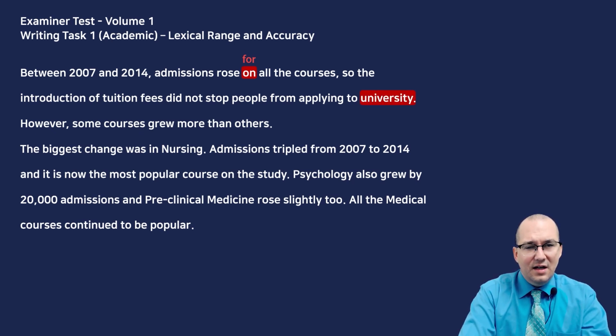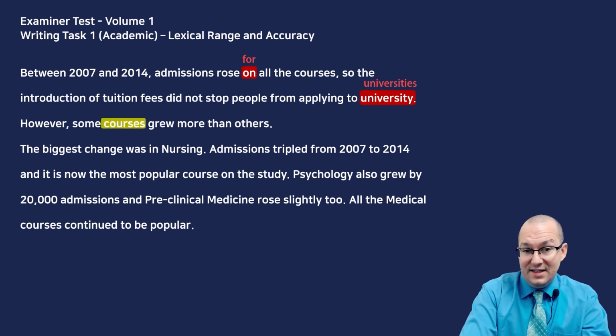To university, it'd be better to write universities, plural, like it is in the prompt, because it's important to distinguish that it is universities, plural, in a country. Some courses, this is not wrong, but it would be better to use a synonym like majors, right? A big part of the lexical range is using different words that have the same meaning. So it's a good idea if you see courses on the question to think of some synonyms before you even start writing, because this will come in handy when you're writing, to have different words other than courses.